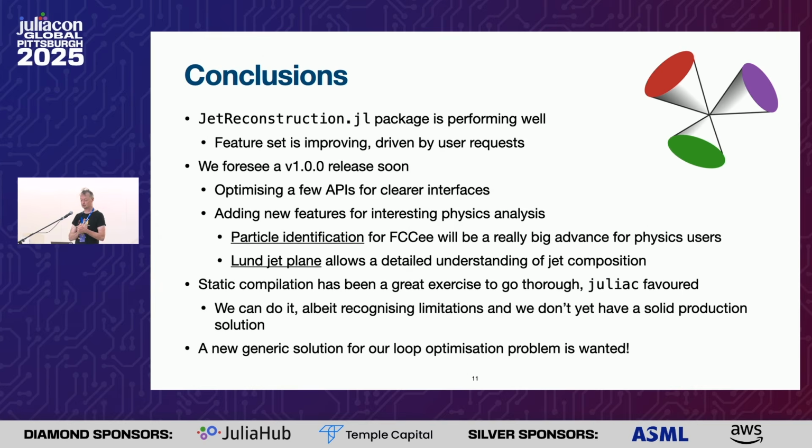So coming to some conclusions, this is such a fast talk. The package is performing very well. We're improving the feature set driven by user requirements. We will actually have a 1.0 release very soon with a few API changes as well. We have new physics in the pipeline as well. Static compilation, I would say, is not quite production ready, but it's been a very interesting exercise to go through. And JuliaC is definitely the favored way of doing that in the future. And we'd love to have a new generic solution for our loop optimization problem.